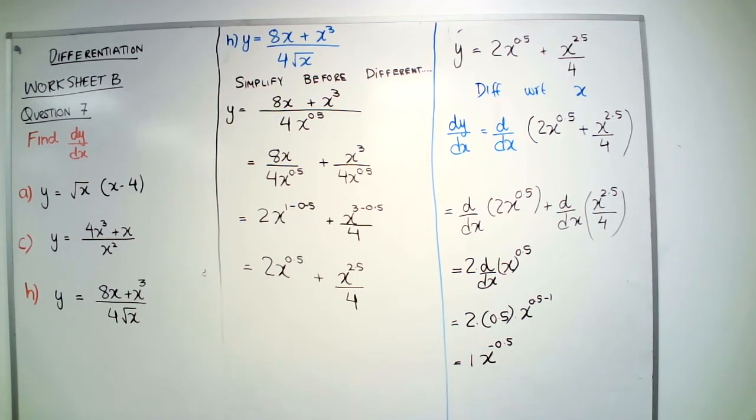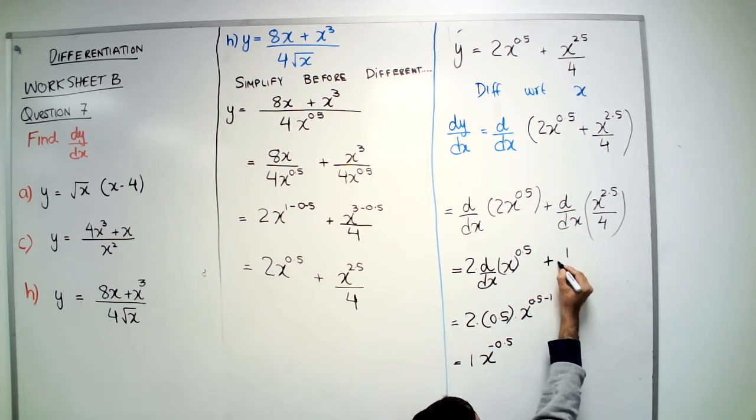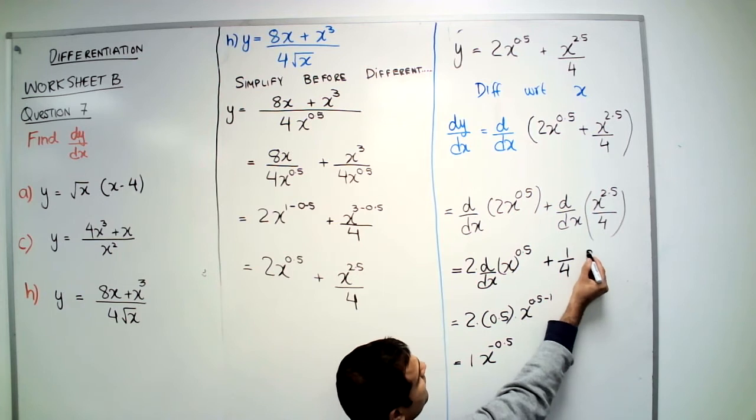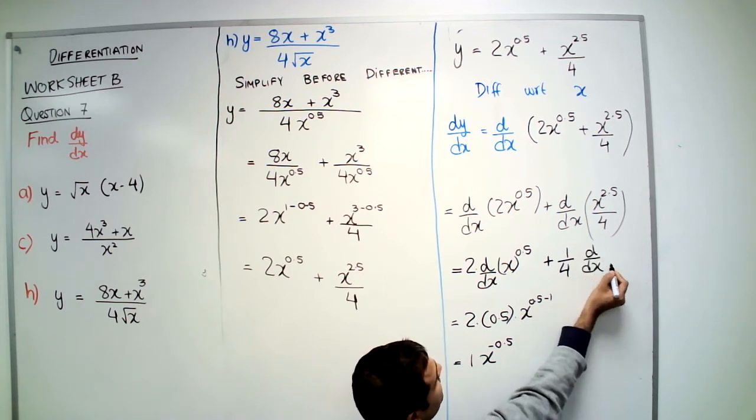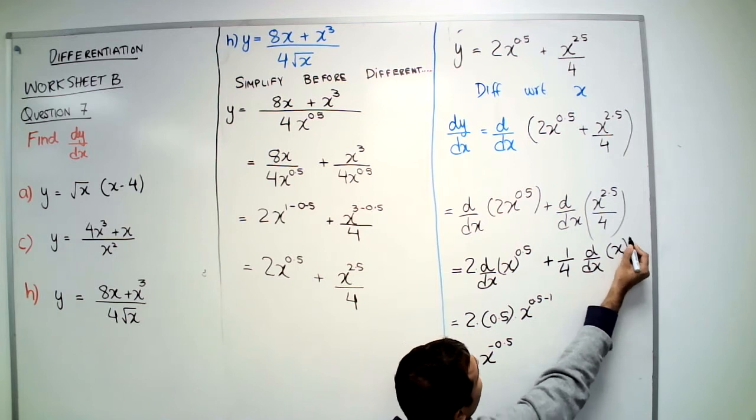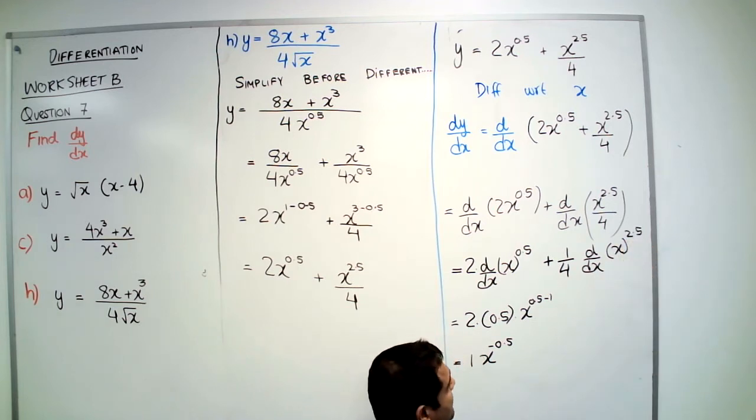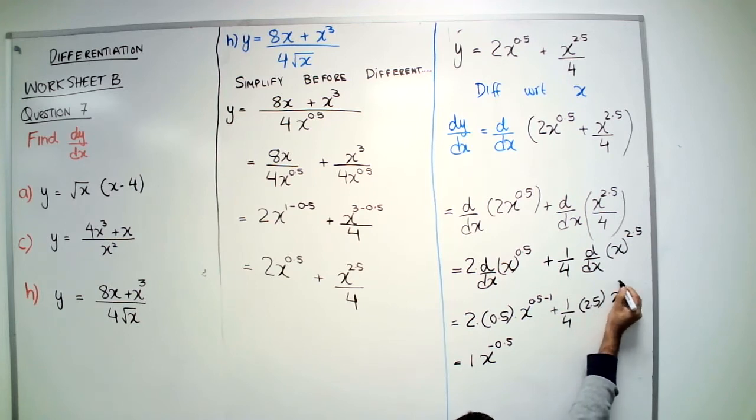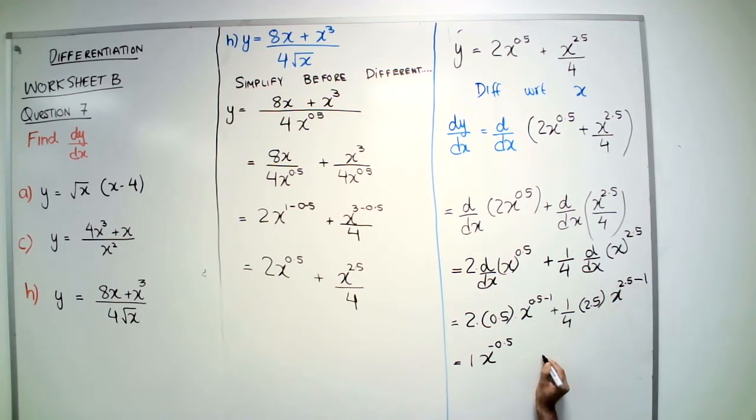Now let's do the other part. The other part is x to the 2.5 over 4. So 1 over 4 comes out because that 4 is actually 1 over 4. And then you do d over dx of x to the power 2.5. Now the way it works is 1 over 4 as it is, 2.5 comes out, reduce the power by 1, 2.5 minus 1. So 1 over 4. What is 2.5 divided by 4?